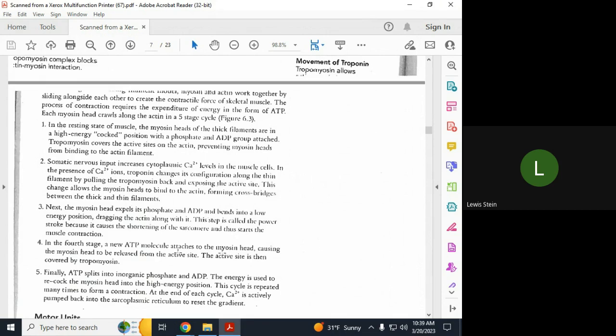The new ATP attaches to release it. So we need ATP for the release and the precocking of the head. We need ATP for the action potential to be generated in the first place. We need ATP to pump the calcium back into the sarcoplasmic reticulum. There's a lot of energy dependence for muscular activity.